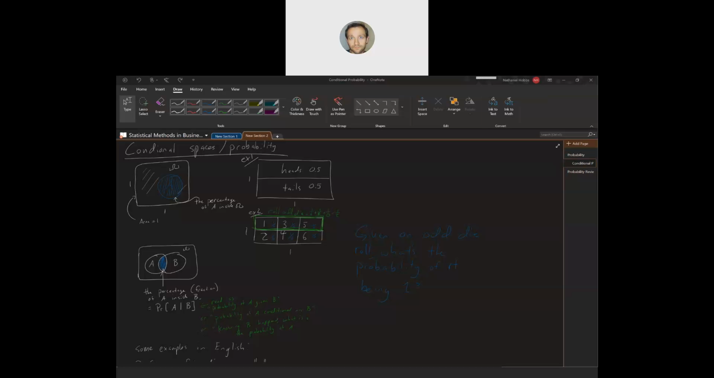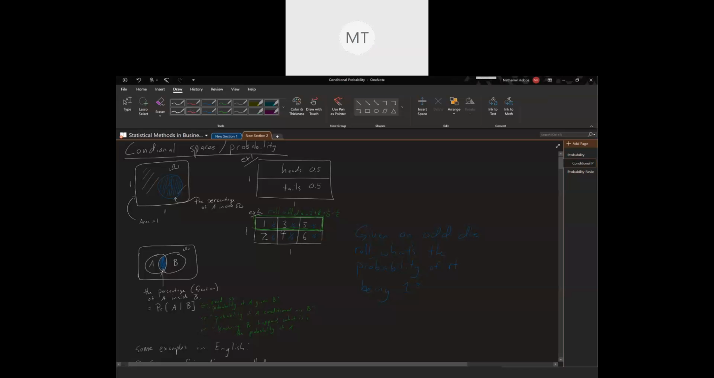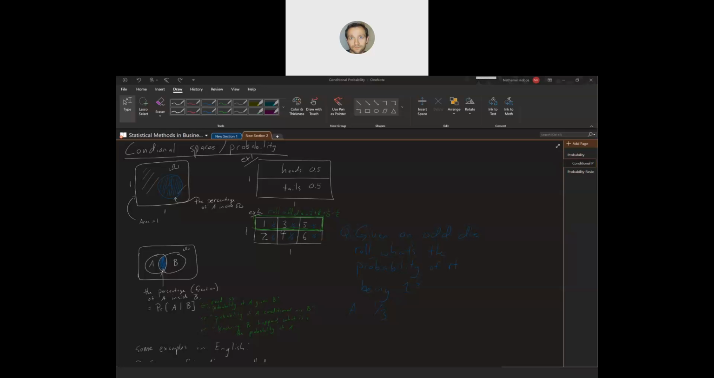One-third. Excellent. Yes, Mateo, it is 1/3. Do you have a mic? Yes. Great. So why is this 1/3? Because you're given that the die roll is odd, so there are only 3 possibilities, 1, 3, or 5. So each is a 1/3 probability. Excellent. Great. Thank you.